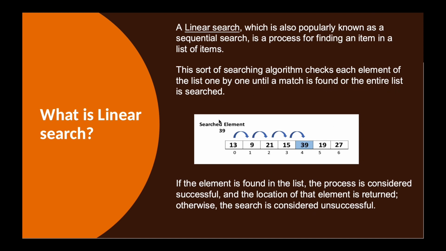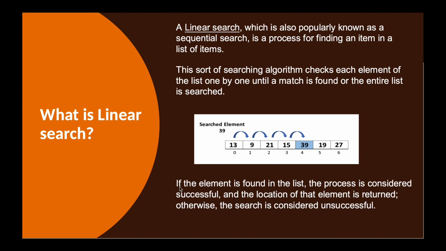For example, let's look at our white background here. The 39 here is our search element in our array. That means we are going to search for 39 in our array. In linear search, the search begins from the first box, then it moves to the next, then to the next, until it locates the search element it is looking for. So that is linear search for us.